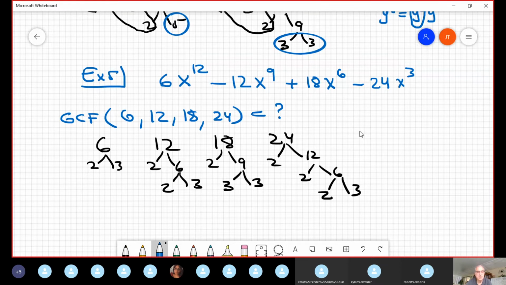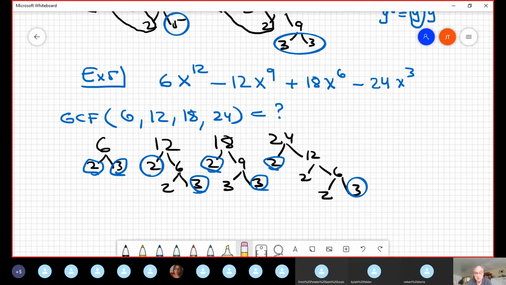Here I can see the factor 2 is common. Look at that. Only 1. And 3 is common. Only 1. No more is common, right? Because, for example, 12 has one extra 2, but 6 has no more 2. So it's important to discover that the greatest common factor is 6. But it's 6 in the numerical part.